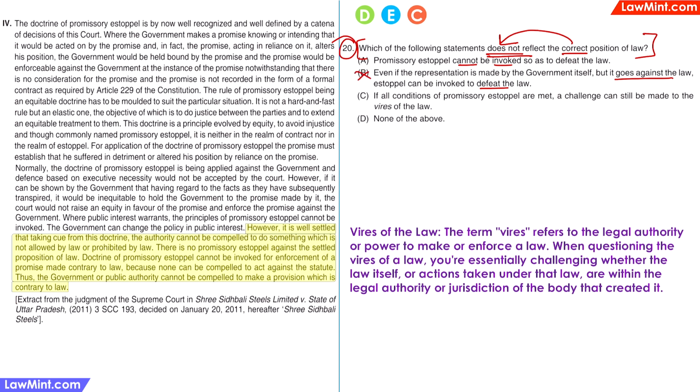This is incorrect. Here it should have been cannot be invoked to defeat the law, because even the government cannot violate the law. If required, it can duly change the law, but the current laws should not be violated. If all the conditions of promissory estoppel are met, a challenge can still be made to the vires of the law. This is a correct statement, because even if all the other conditions are as per law, that doesn't prevent a person with valid reasons from questioning the law itself. Since the objective here was to identify the incorrect statement, the answer is option B.